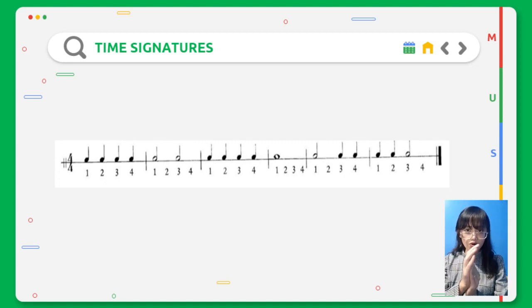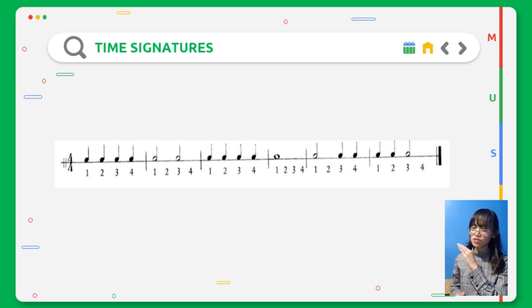So, 1, 2, 3, 4. And on the last measure, why is it last? Because there is a double bar line. Remember, double bar line, one thin line and one thick line, indicates the end of a music sheet. So, the end of the measure. So, here in the last measure, we have 2 quarter notes and 1 half note. So, 1, 2, 3, 4.